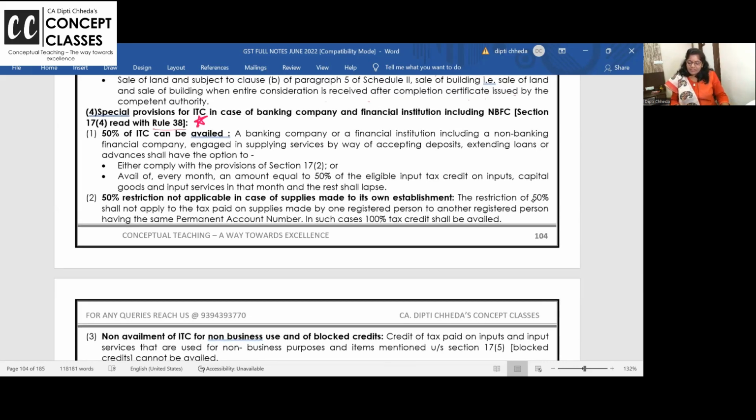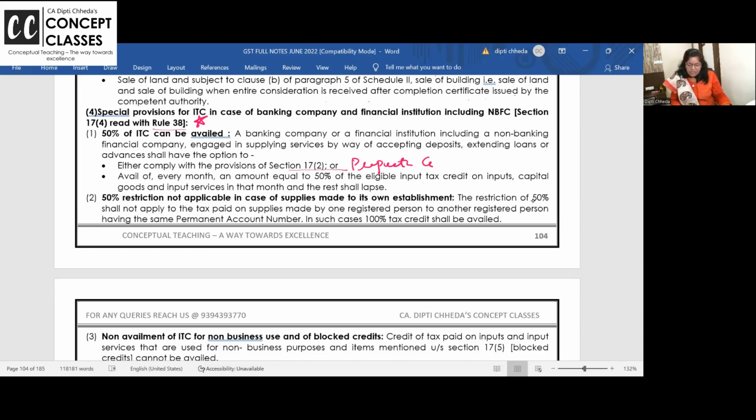A banking company or financial institutes includes a non-banking engaged in supply of services. Like when the bank is giving you loan, they are charging interest. On interest, GST is not there. They have an option either to comply with 17(2). If you have a confusion, write down proportionate credit 17(2), or every month on amount equal to 50% of eligible ITC on inputs, capital goods and input service in that month, and the rest will lapse. पूरा ITC नहीं मिलेगा मैम, 50% ITC लेंगे तो बाकी ITC का क्या हो जाएगा, lapse हो जाएगा.